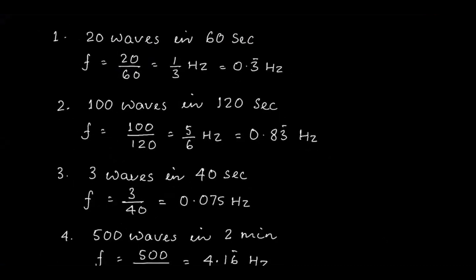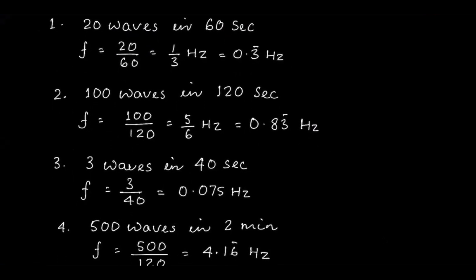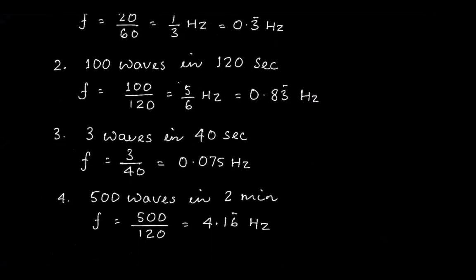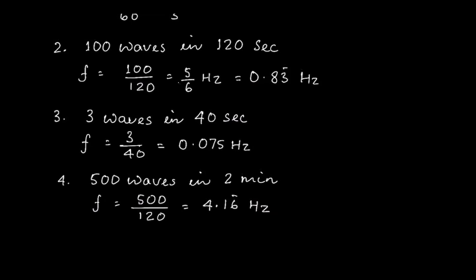Okay, let's go over the answers. The first one has 20 waves in 60 seconds. We need to find how many waves per second, so that would be 20 over 60, and that gives you 0.3 recurring hertz. Next, you had 100 waves in 120 seconds. Frequency is the number of waves per second, so 100 over 120 gives you 0.83 hertz, 3 recurring.